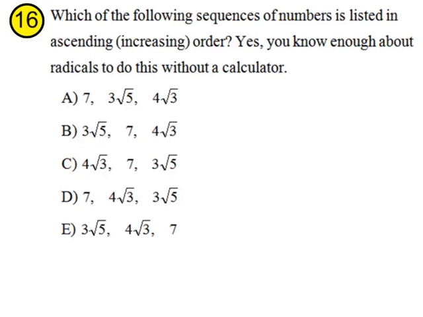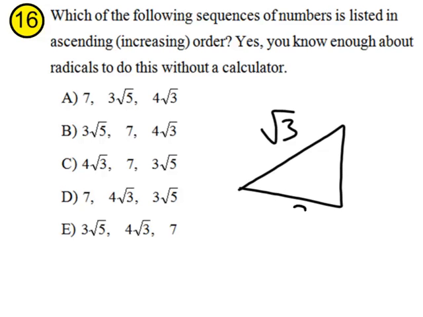All right, this question: which of the following sequences of numbers is listed in ascending order? And you're not allowed to do this with the calculator, so how are you to do this? Let me tell you where this question comes from. It comes from the fact that I see a lot of times students mislabeling their triangles. For example, with the special triangles, I see this all the time. And we should know that that doesn't make sense.